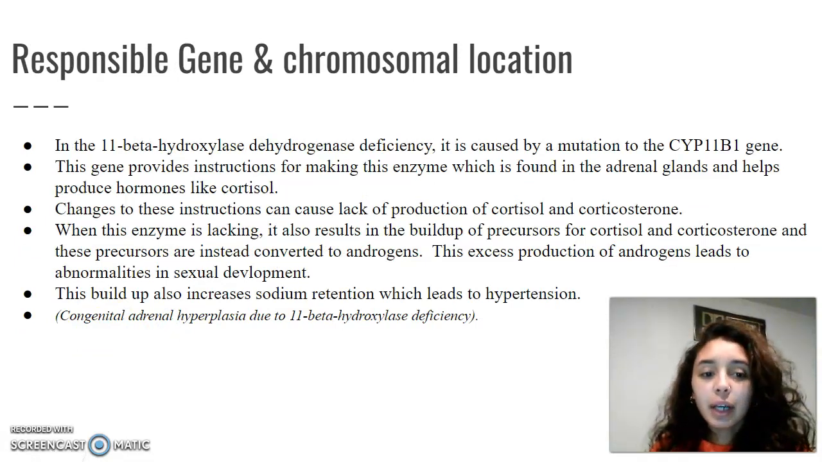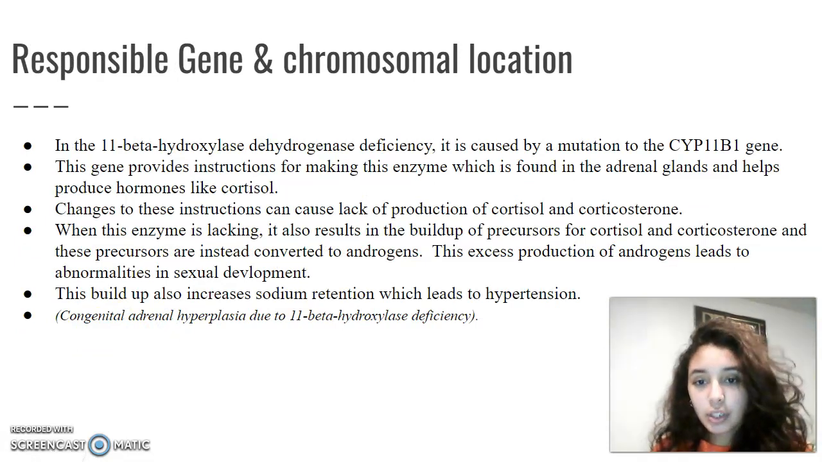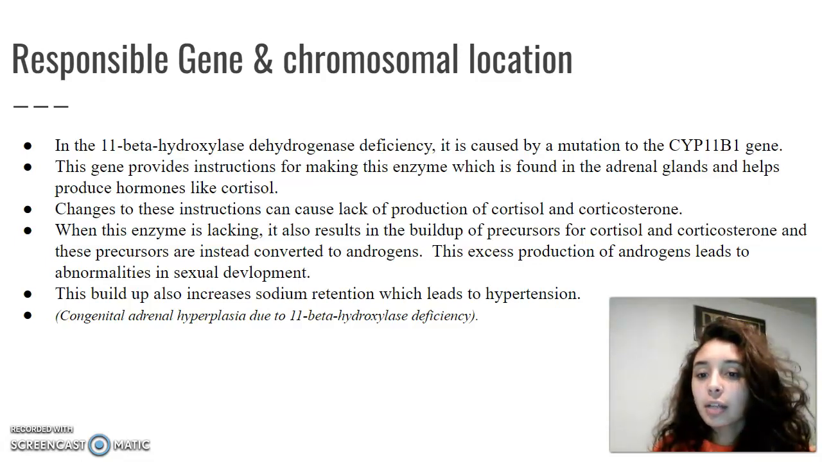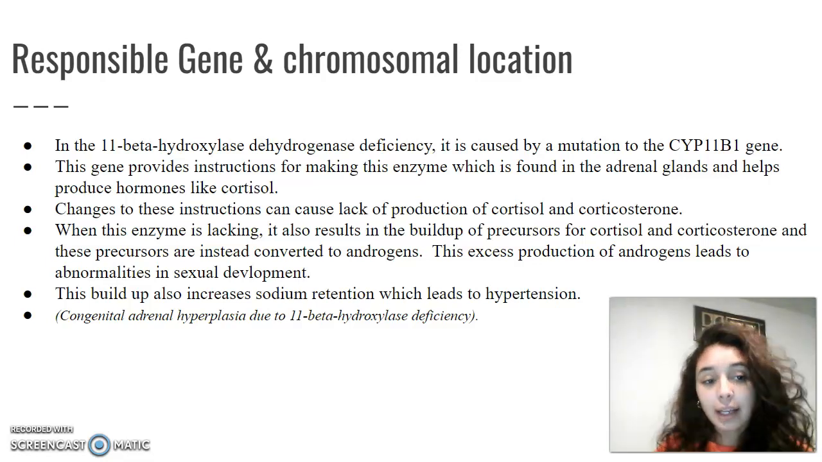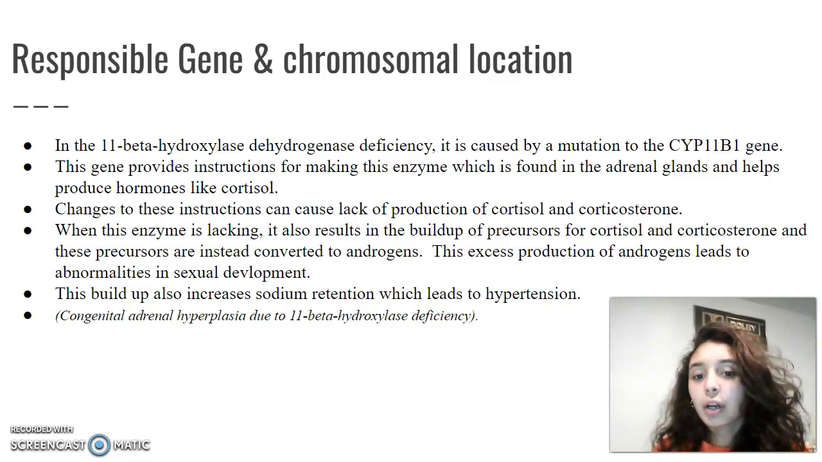So in 11-beta hydroxylase deficiency, it is typically caused by a mutation in the CYP11B1 gene, and this gene provides instructions for making that enzyme, 11-beta hydroxylase, which is found in the adrenal glands, and it helps produce hormones like cortisol. Any change in this instruction can cause a lack of production, or no production at all, of these hormones.